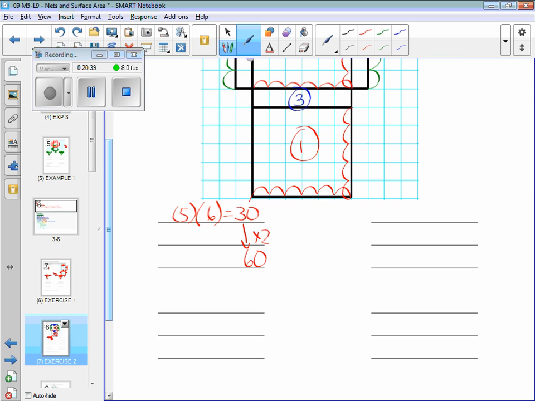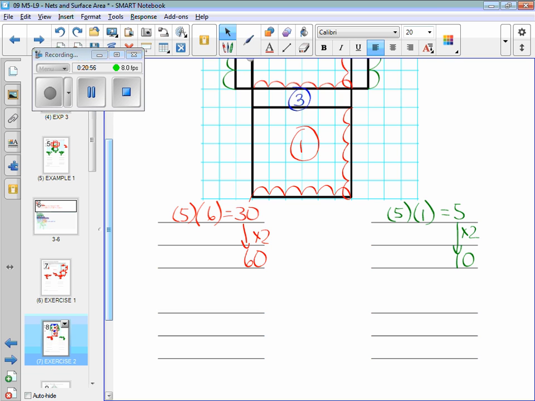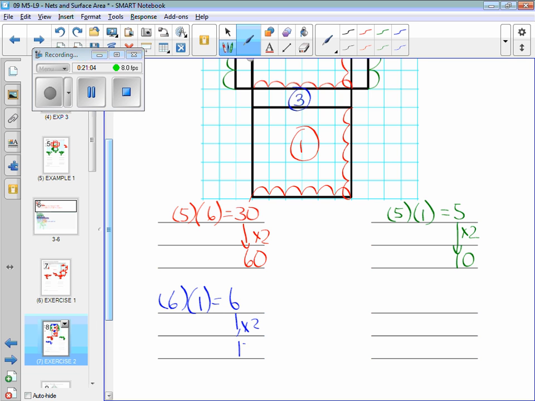Okay. The green piece, or the side pieces, were what? 5 by 1, right? Total of 5. Repeats how many times? Only 2 times. That takes care of that. Third unique piece is what? So now you've got to add your 12. You've got to add your 60. And you've got to add your 10. And you get 82 square units. Okay?